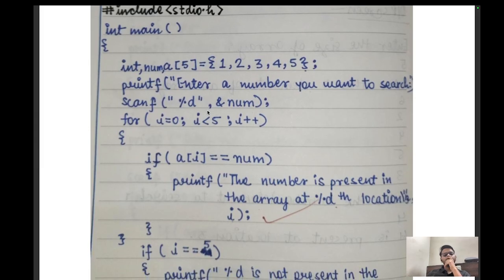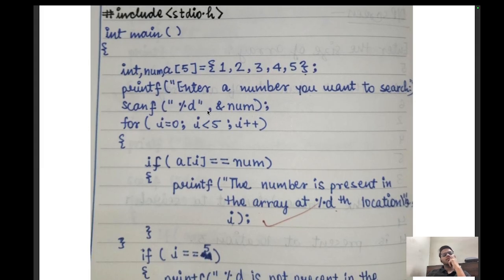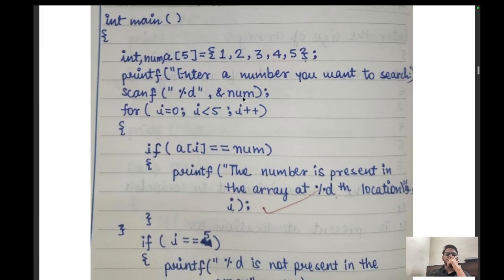For the variables, we have taken two variables: int num and the array a. num is the number that we have to search in the array, and a is the array in which we are storing the elements. For example, we are choosing an array of size 5, and the five elements are, as you can see, 1 2 3 4 5. You have to printf "enter a number you want to search in the array", and scanf to store the value of that user input into the variable num.